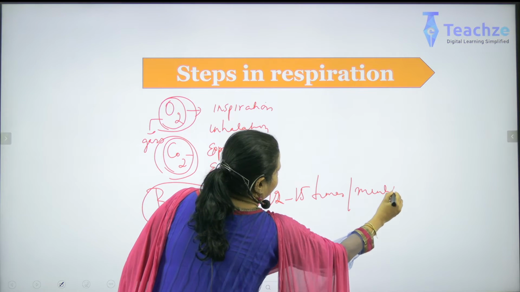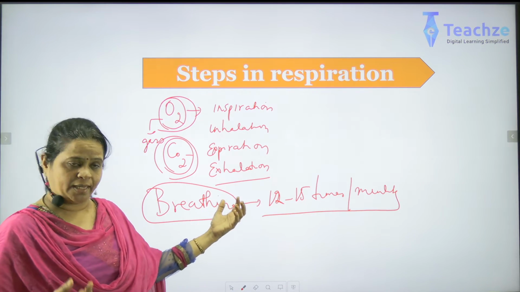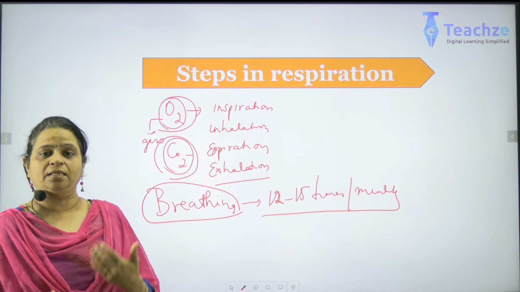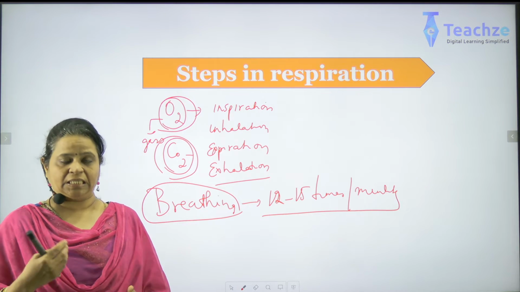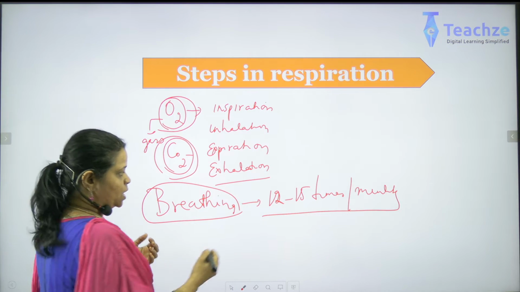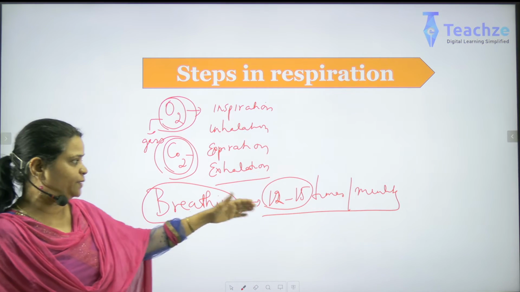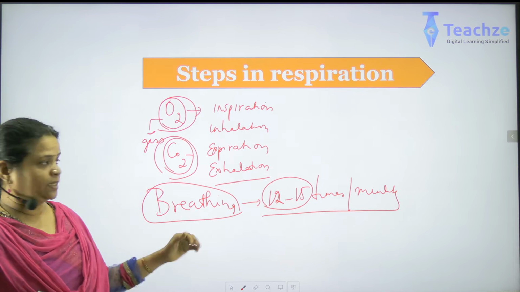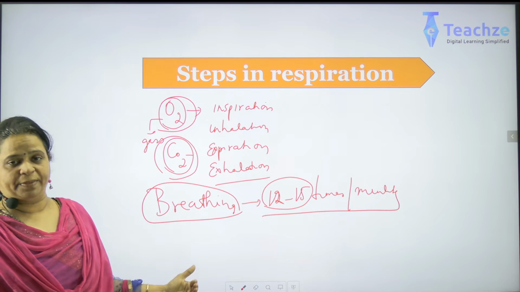And I am sure many of you must have experienced, when you have vigorous exercise, running, or doing any kind of activities, that your breathing rate goes up. That is because you need more oxygen. You will start breathing heavily and you take in more oxygen. So in general, a normal rate of breathing is 12 to 15 times per minute. That is the average breathing rate. Now, after breathing, what happens inside?